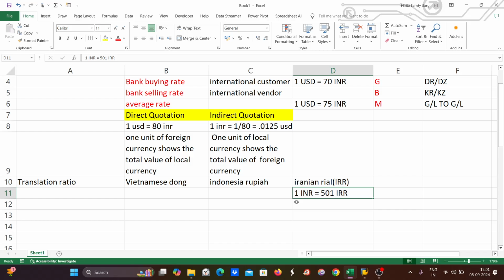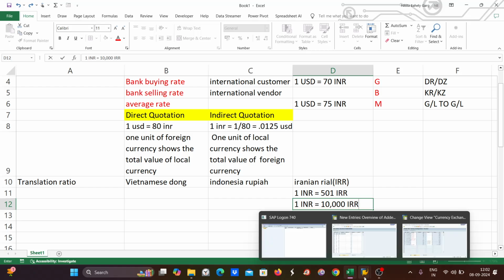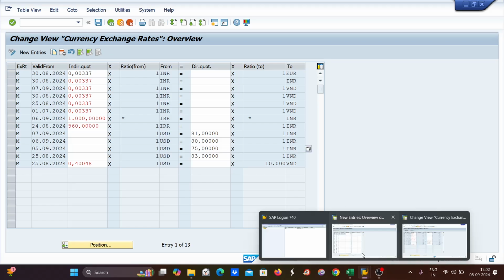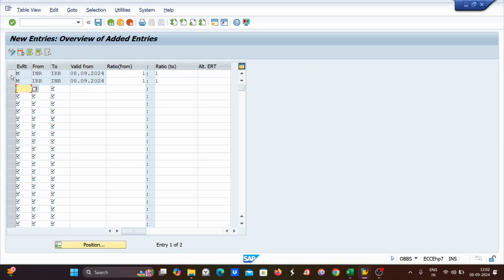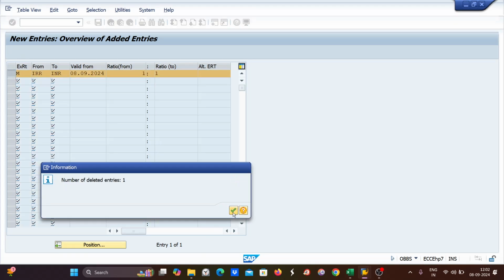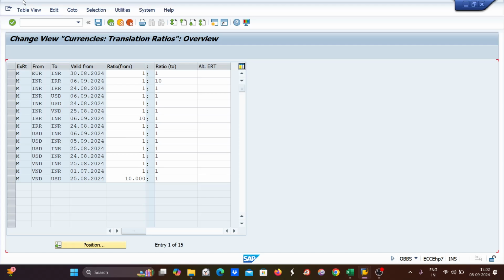But say there is a situation, I'm just giving a hypothetical case, that 1 INR is equal to 10,000 IRR. I'm just taking an example scenario. So how will translation ratio come into the picture? Let's check. First, what we will do is maintain the rate, on today's date.